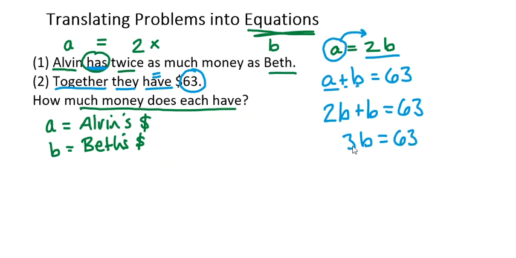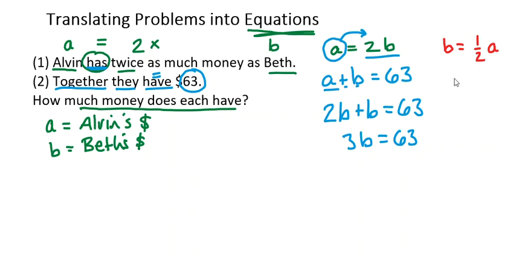Now, was this the only way to do this problem? This is one of the things that's a little bit of a problem with these word problems. There's more than one way to think about it, and your way of thinking about it might be a little bit different than mine. But technically, we could have said, well, since A equals 2B, B equals 1/2 of A, right? If the amount of money Alvin had is twice as much as Beth, then the amount of money Beth has is half as much as Alvin.